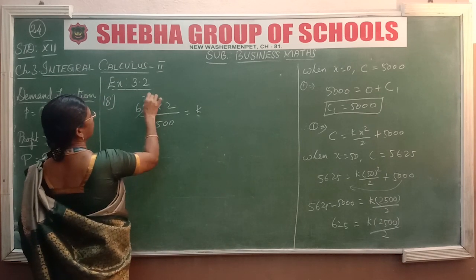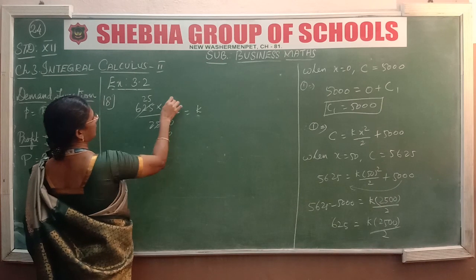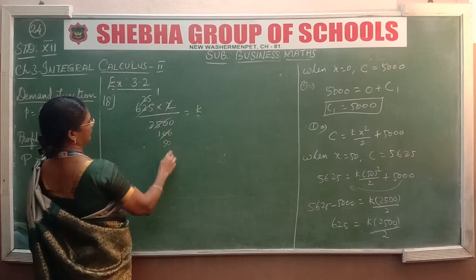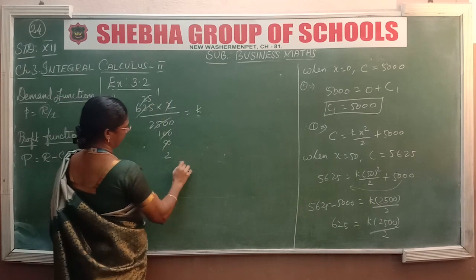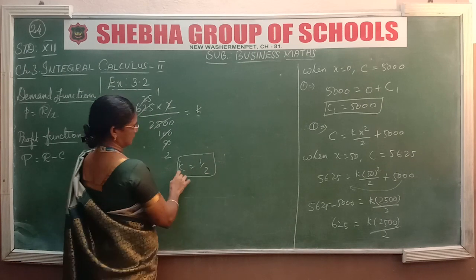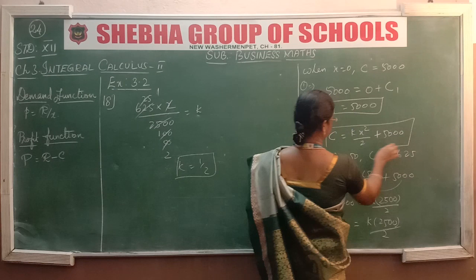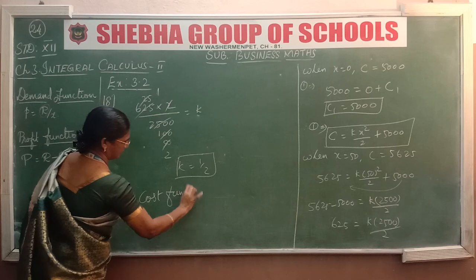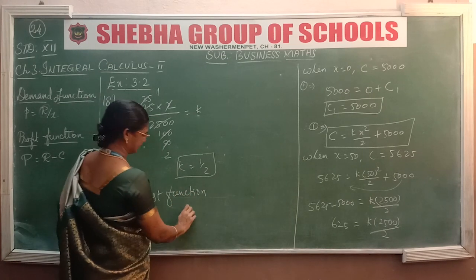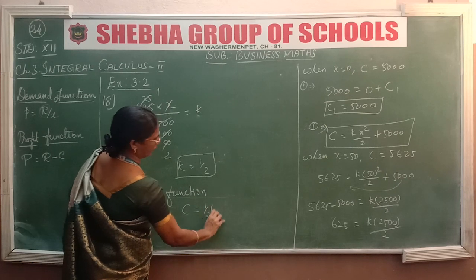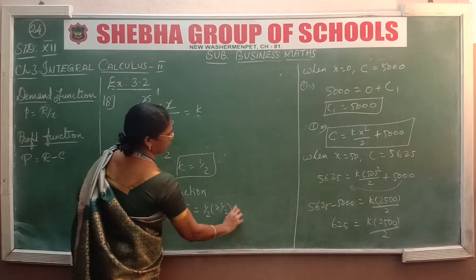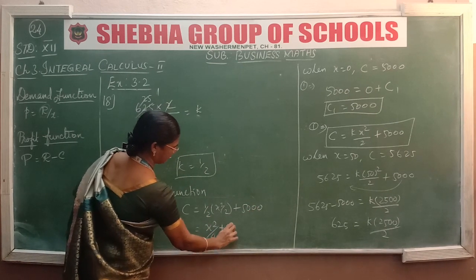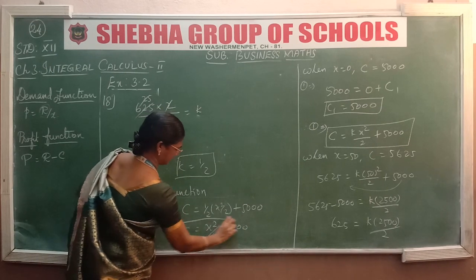Divide by 25, we get 25 here, 1 time 0. Again divide by 2, we get 50. Again strike by 25, 1 time, this is 2 time. So our k value is 1 by 2. Substituting the k value in the cost function, therefore the cost function or total cost C becomes 1 by 2 into x square by 2 plus 5,000, which is equal to x square by 4 plus 5,000. This is our cost function.